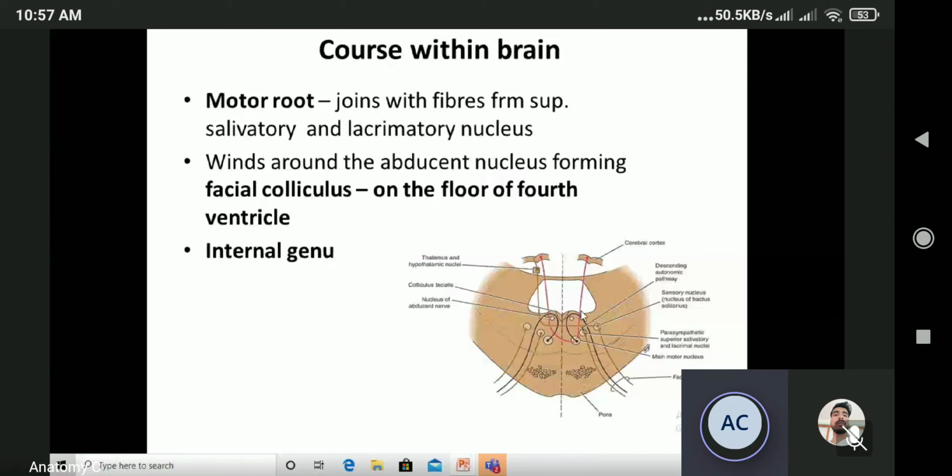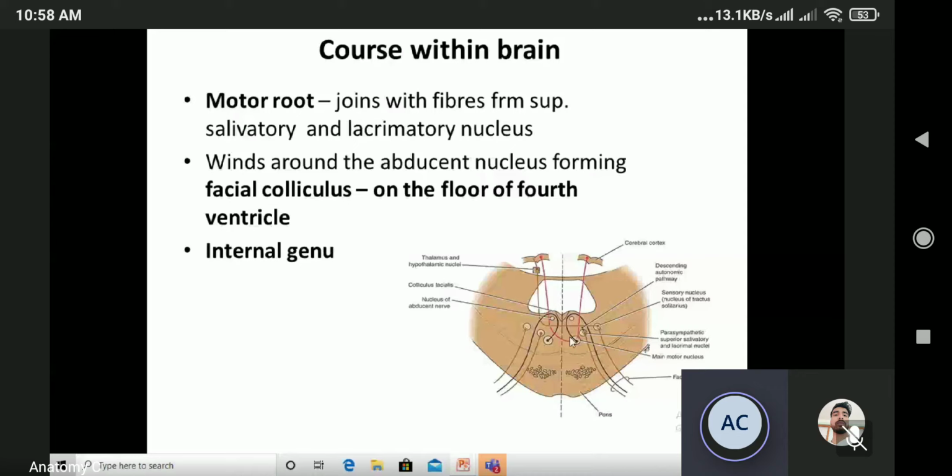When it winds down here, it forms the facial colliculus. Now you must have seen this in the floor of the fourth ventricle. So when it winds round the abducens nerve nucleus, it forms the facial colliculus, which is in the floor of the fourth ventricle. Now from here it runs downward and forward, and here it forms the internal genu. So it forms two genu, internal as well as the external genu.